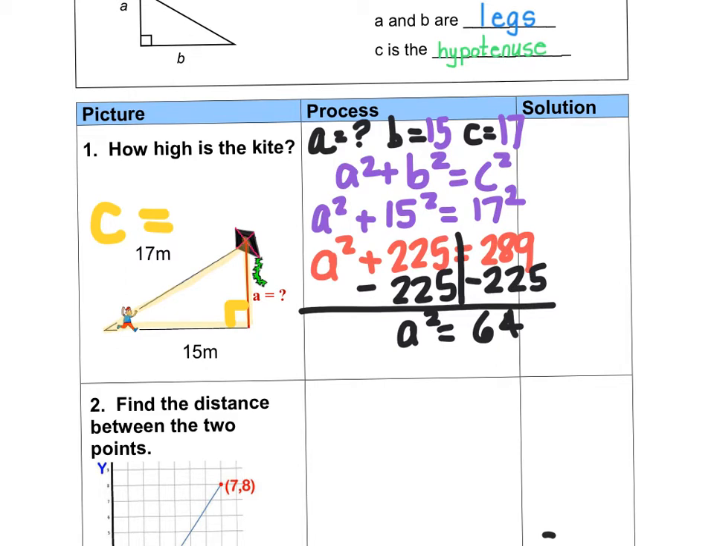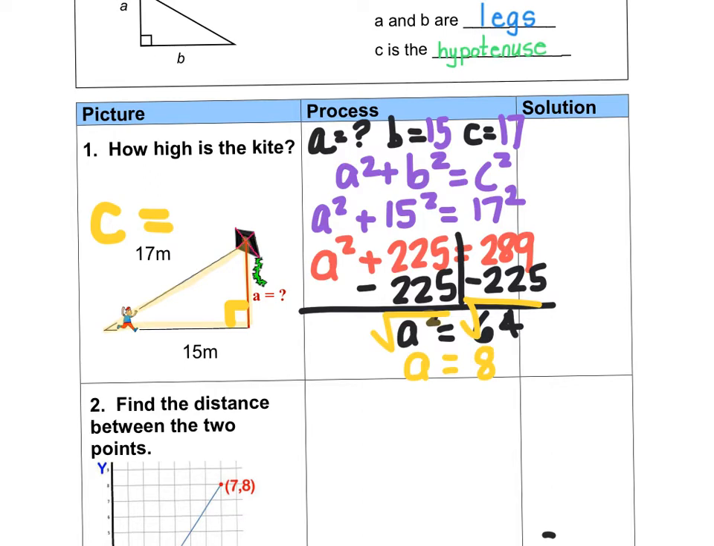Isolate the a further by taking the square root of each side. The square root of a squared is a, which is what we want. We want to find out what a is. A equals 8. Well, what does that mean?